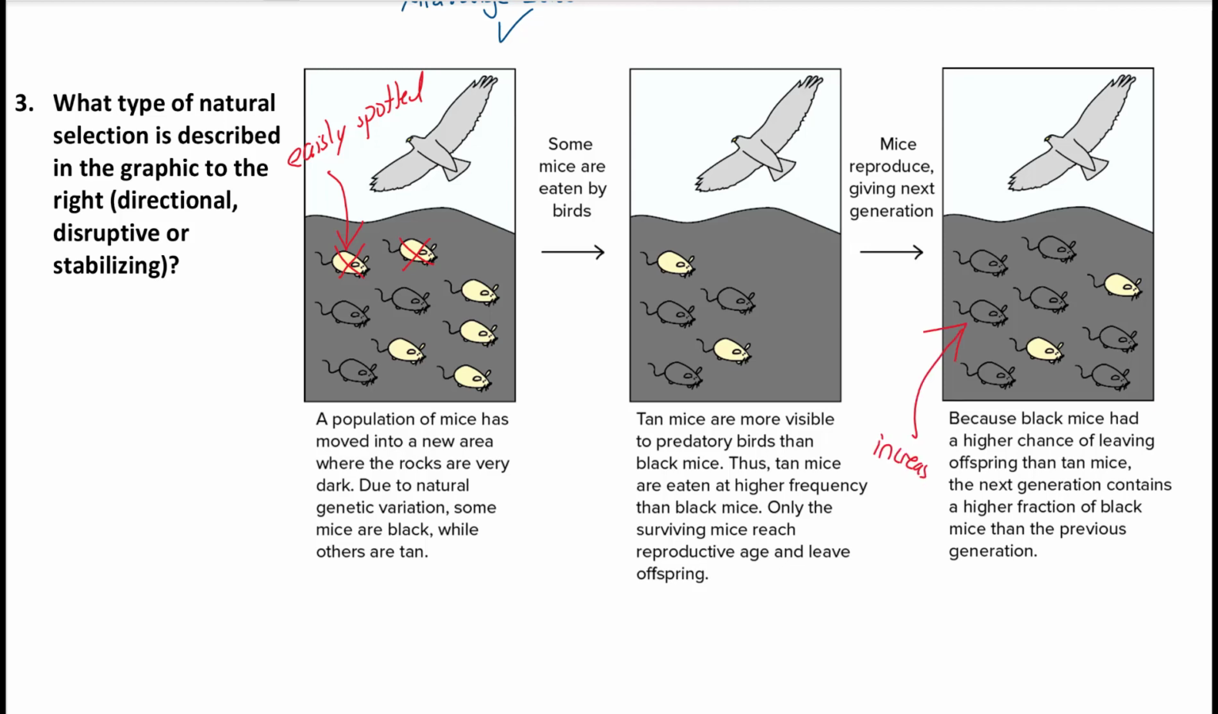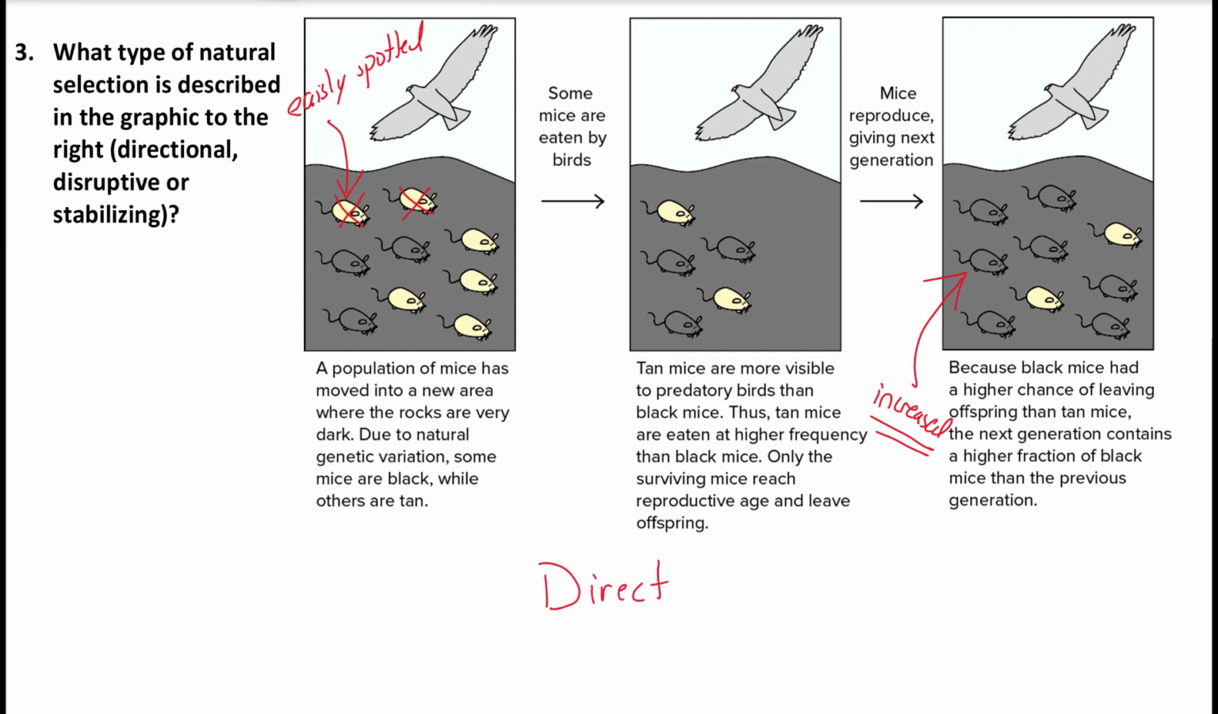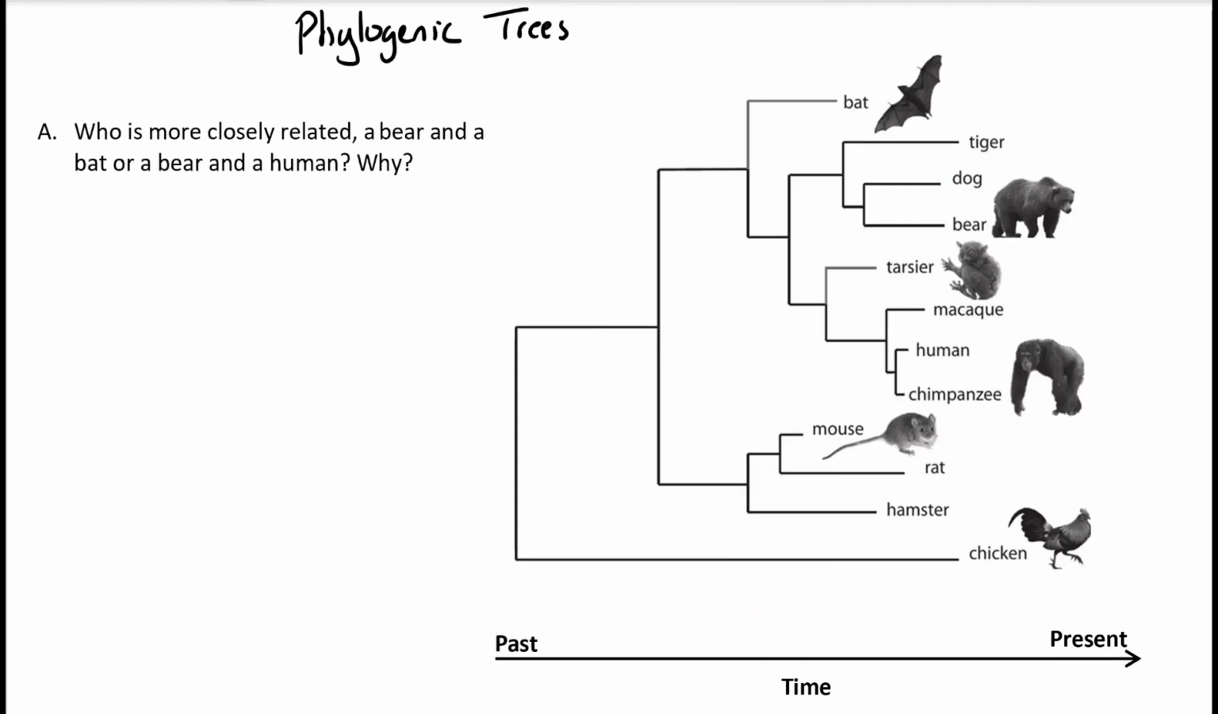And finally, you have a hawk catching these little tan mice roaming around. The gray ones blend in, causing the gray ones to increase and the tan ones not to. This is directional, because only one extreme is chosen to live, one dies.